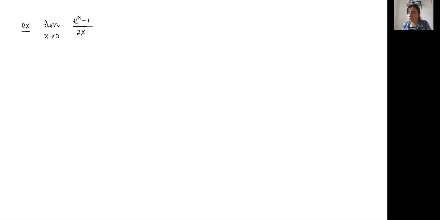We can start by plugging in. And if we start by plugging in, we're going to have that this is e to the power of 0 minus 1 divided by 2 times 0, which is equal to 1 minus 1 over 0, which is equal to 0 over 0. And this doesn't work.